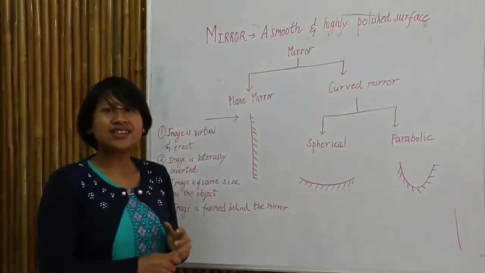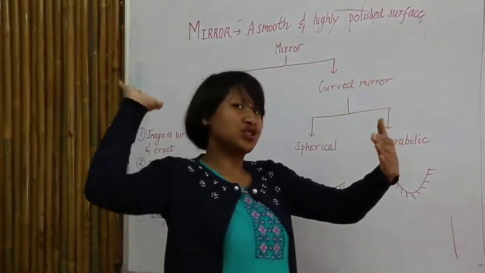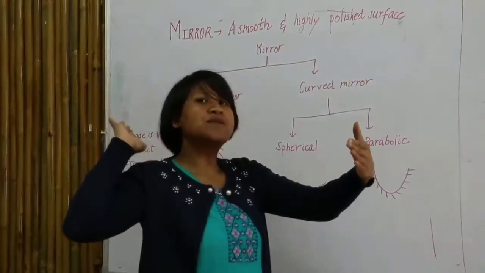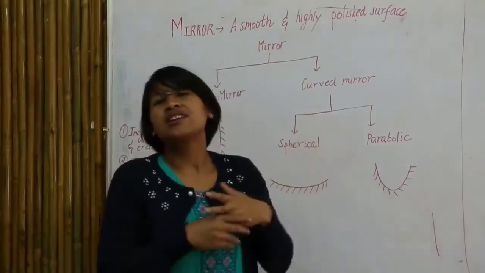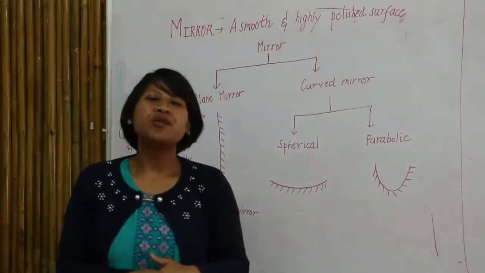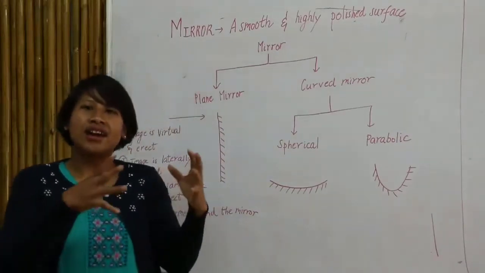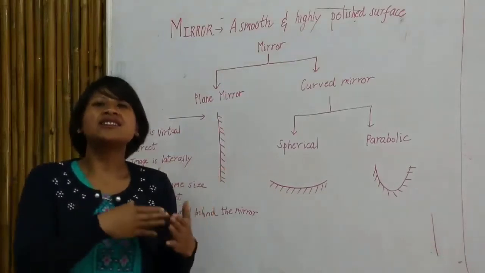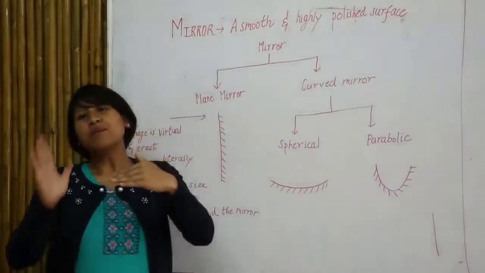The second is that if you place a screen, you will observe that no image will be formed on the screen. So the image is virtual. Now the third point is that it is virtual and it is erect, and the image is also formed behind the mirror.